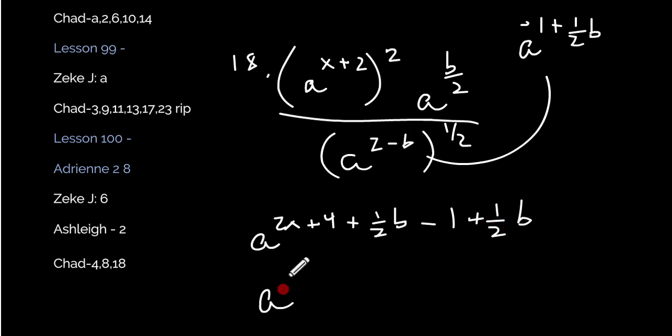So we're going to get a. I can't even read that. That's 2x. So there's no other x's, so 2x. We have 4 minus 1 is 3. And then 1/2 b and 1/2 b is 1b, so it's going to be b.